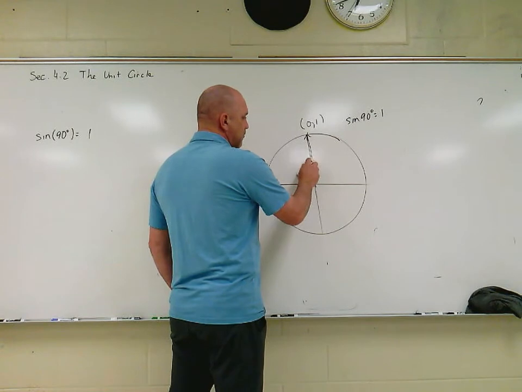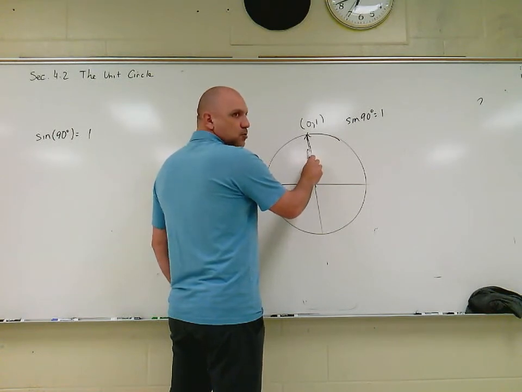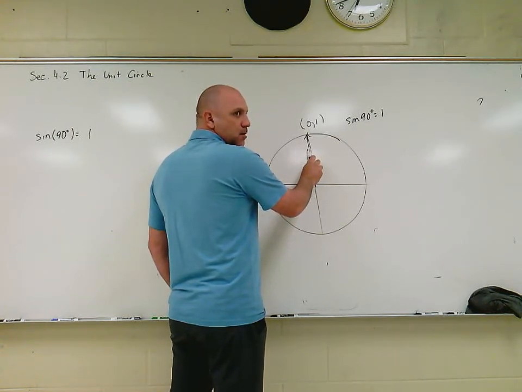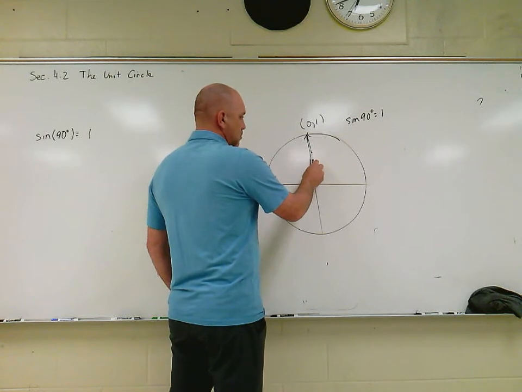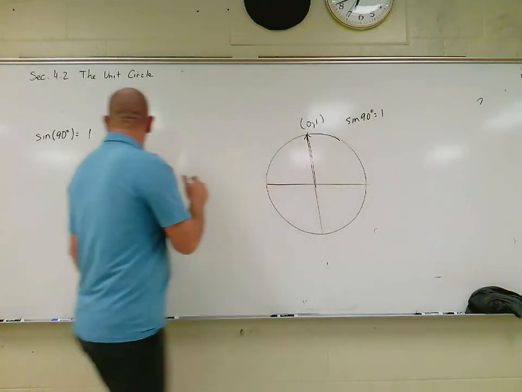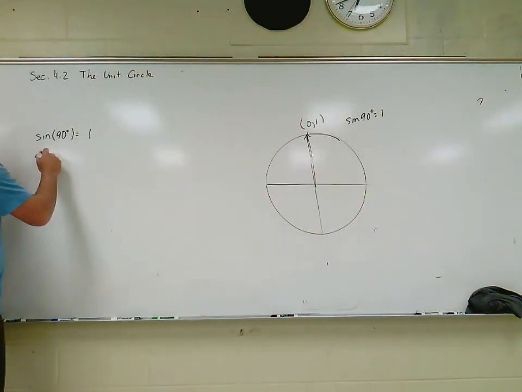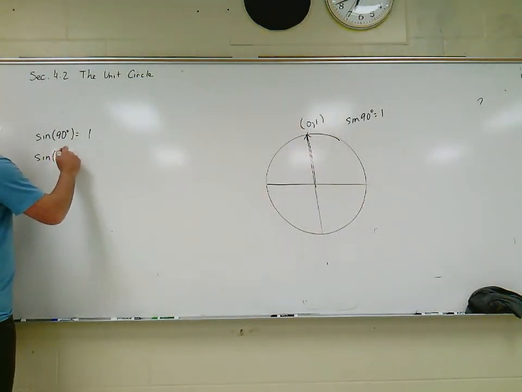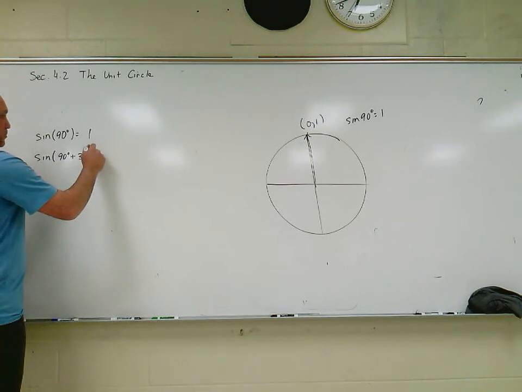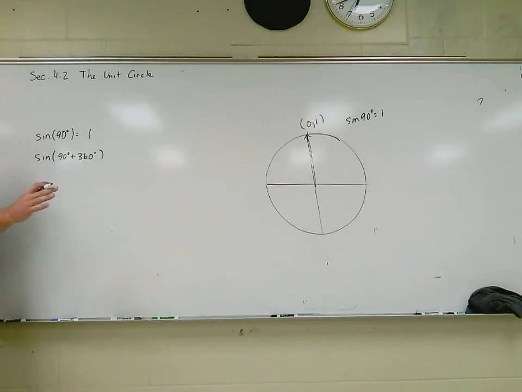So what's one revolution counterclockwise from 90? What angle is that? No, I'm adding 360 to 90, 450. So if I do 90 plus 360, which is your 450, what answer should I get? Let's see real quick. Can you type it in? Should still get 1. All right.